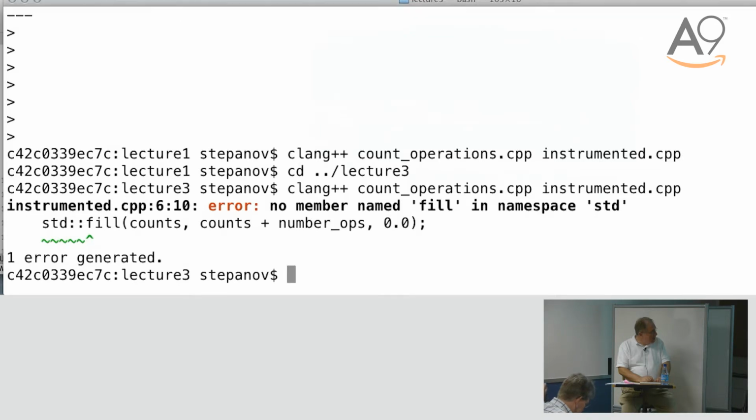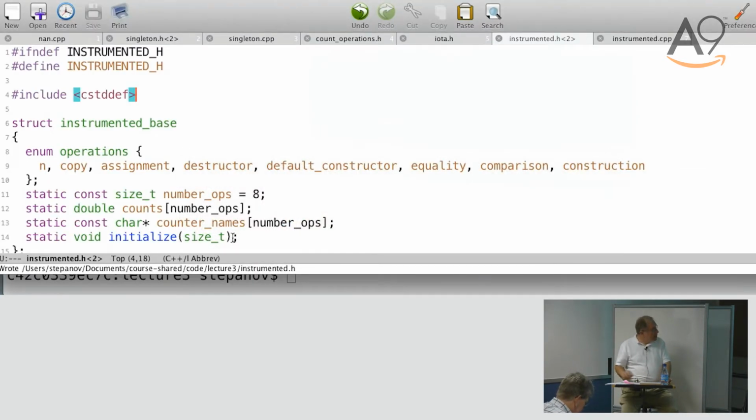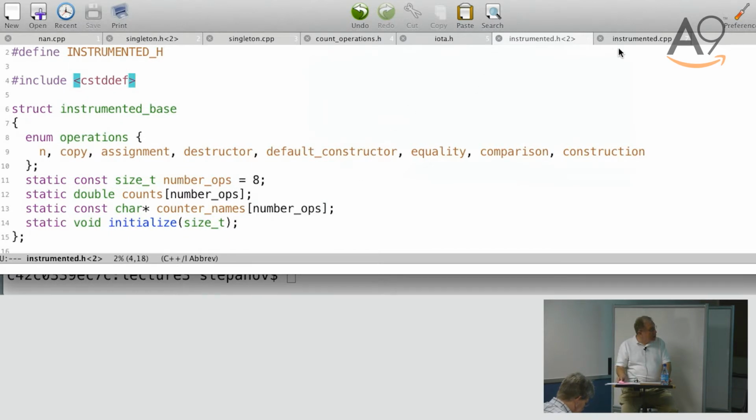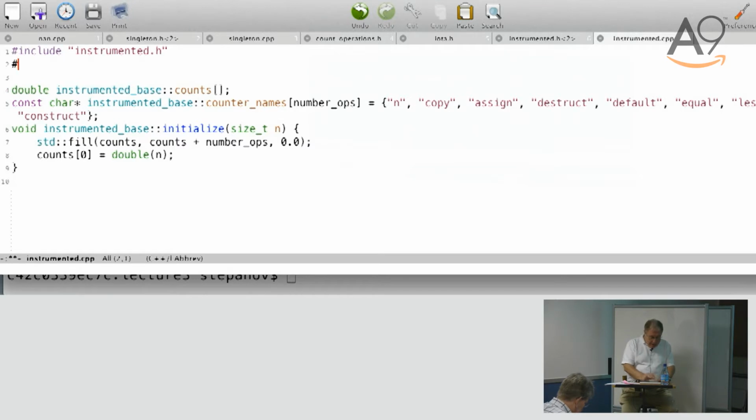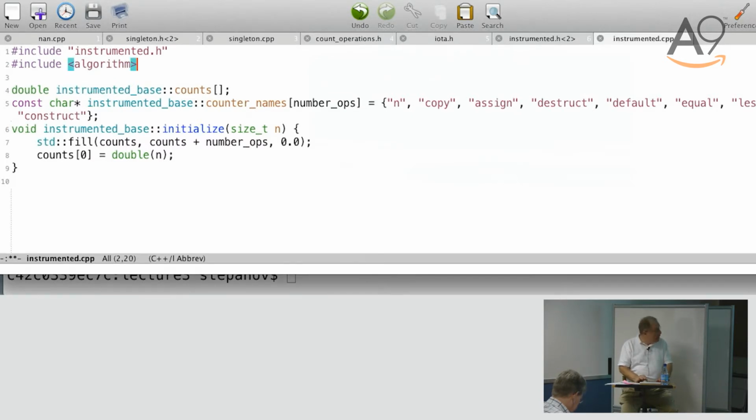No member named field. And I did not include it. That would be nice, but okay, guys. So that means I need to go to here and include. If it's the only bug, guys, it would be really nice. Include algorithm. That's where we need to include it. Everybody follows what's going on?